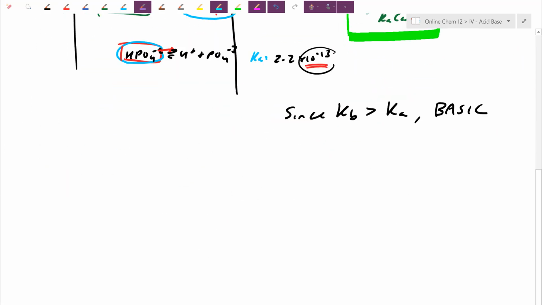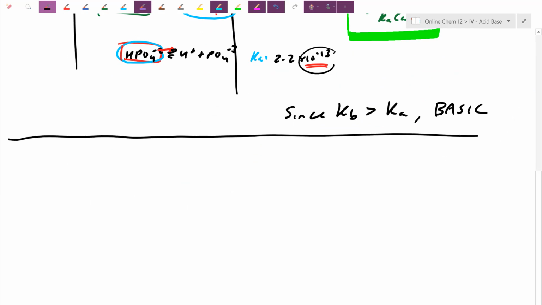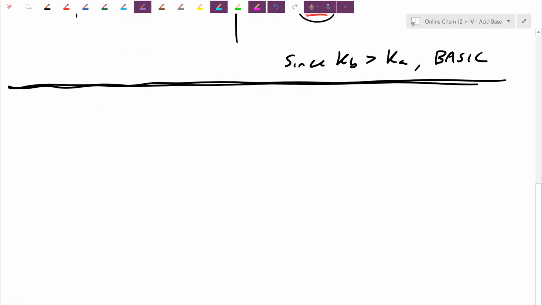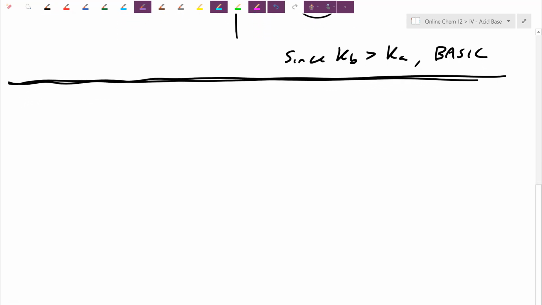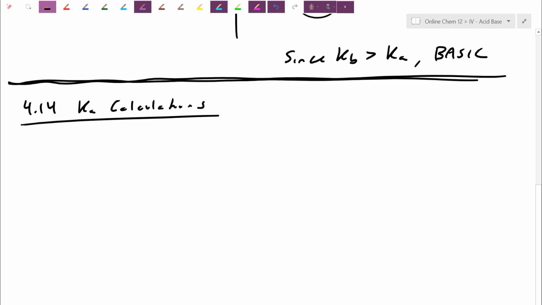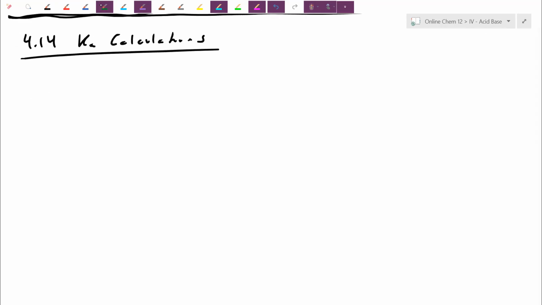Okay, so in today's lesson here, I'm going to start off introducing ice tables again. It's the very same ice tables that we saw back in chapter 2, but we're just applying it to acid-base equilibrium. So this section here is 4.14. We're going to take a look at Ka calculations. All right. I'm going to start off just with a comparison here. A Ka calculation could be as simple as, I want you to find the pH of 0.50 molar HCl.